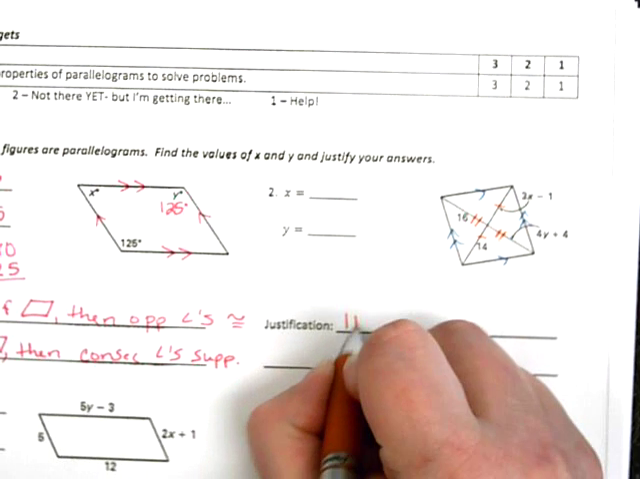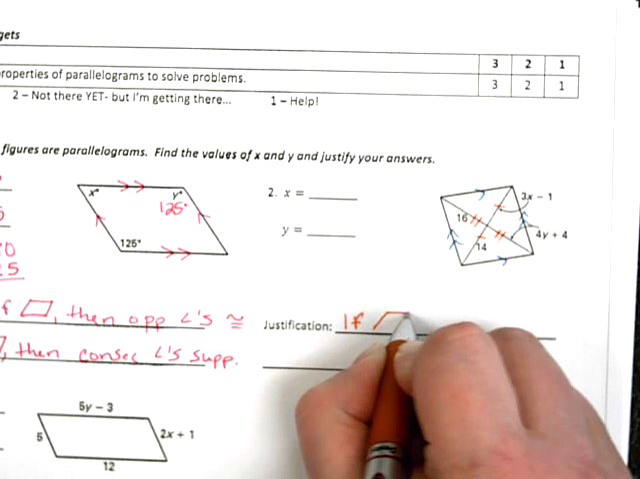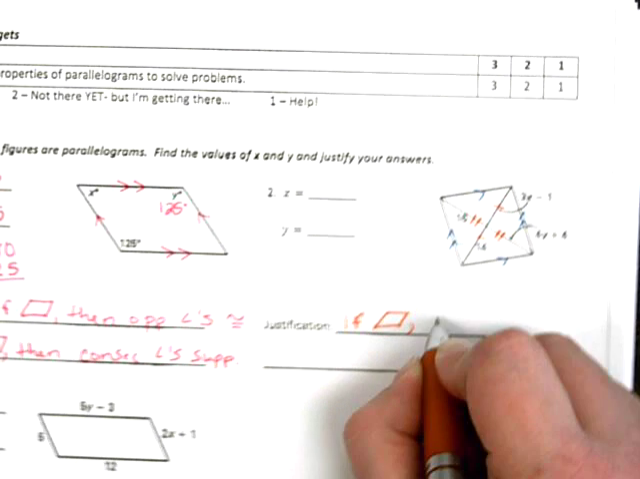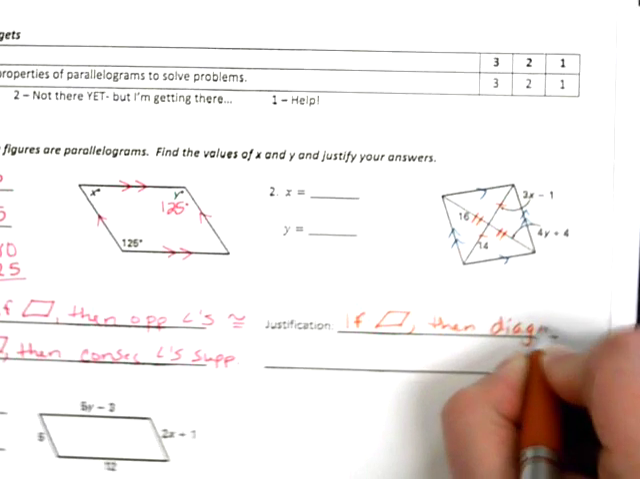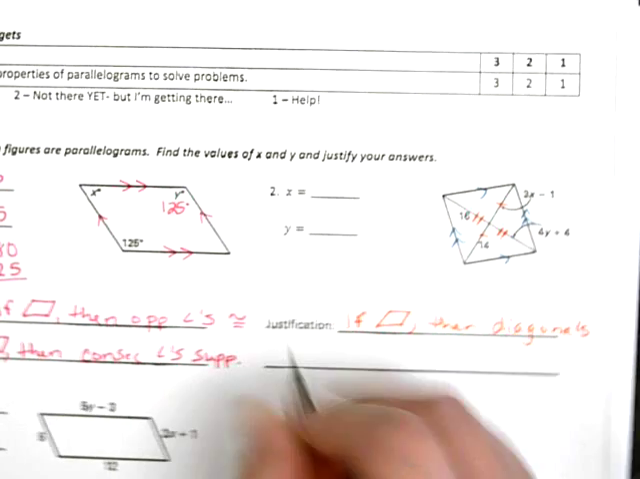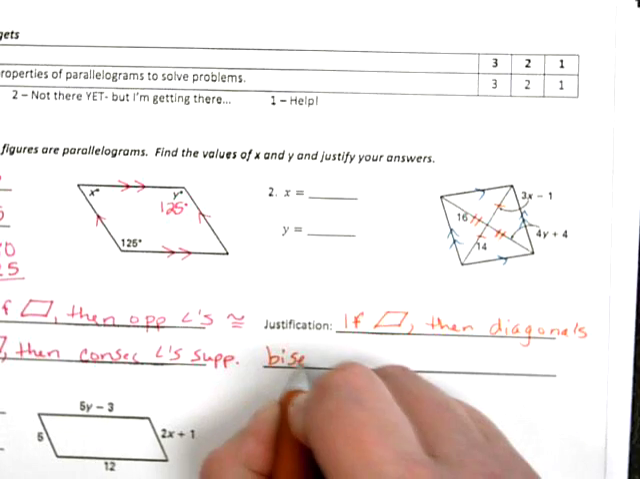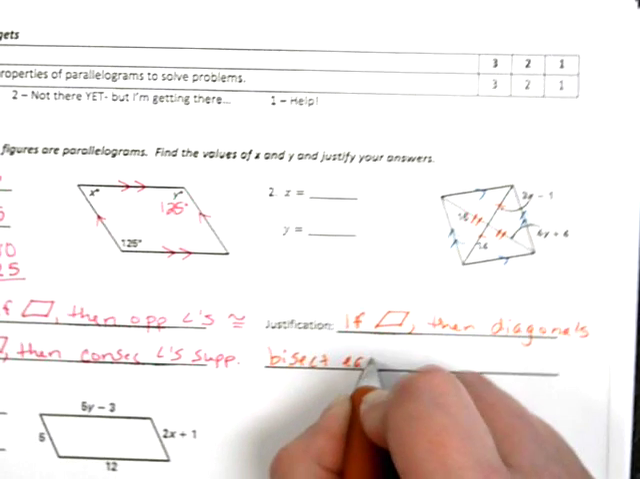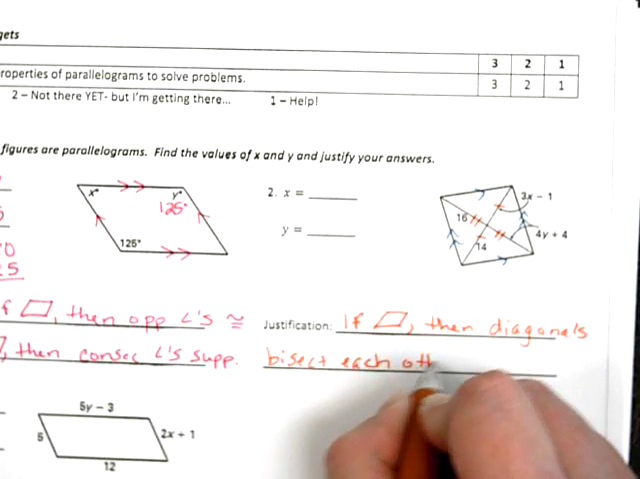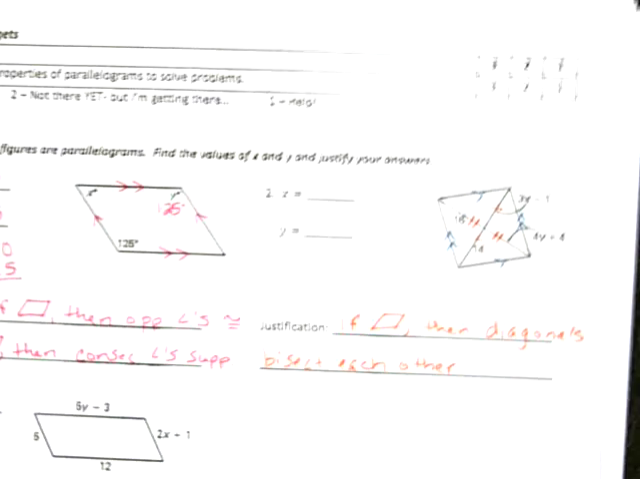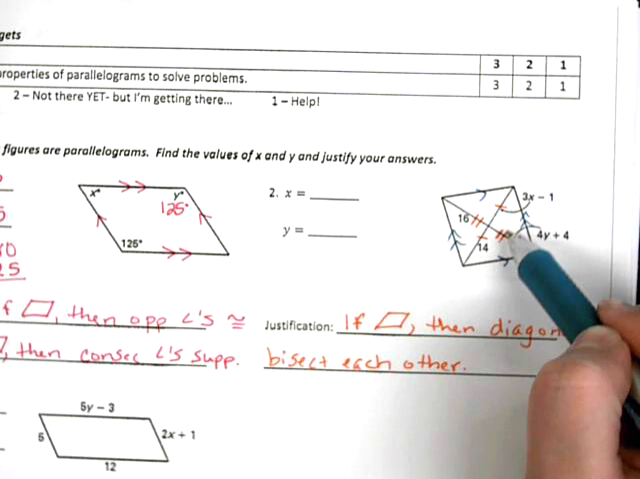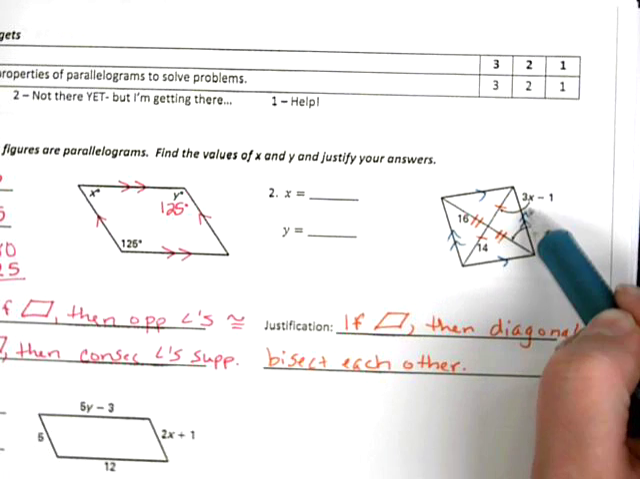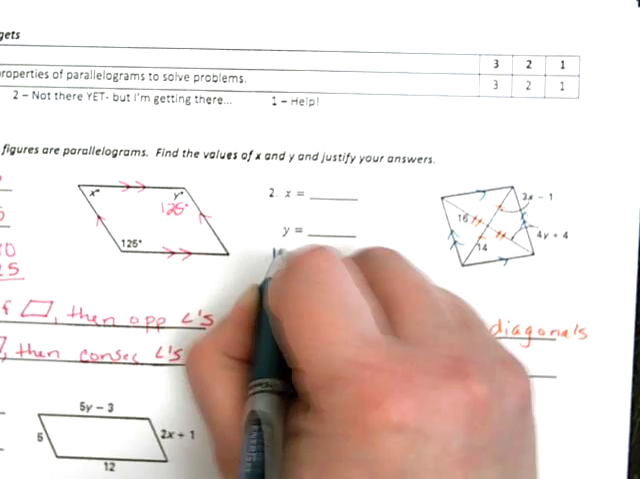So I'm actually going to write my justification first so that I don't forget. So if parallelogram, then diagonals bisect each other. Okay, and so what that means then is that those pieces have to be congruent to each other. So if I take a look here first, it means that 14 has to equal 3x minus 1.